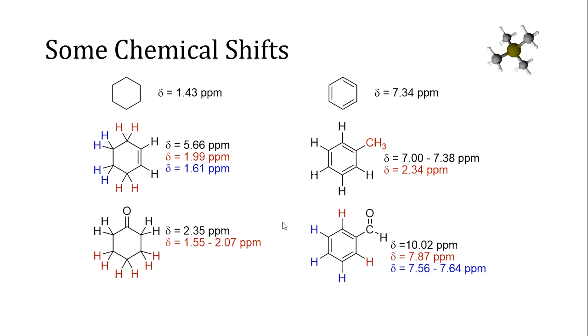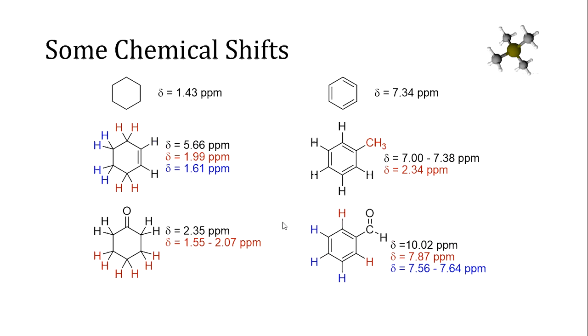Here are some example chemical shifts for hydrogen atoms in a number of different situations. Some reference chemical shifts are given at the top of the two columns. So the 12 hydrogens in cyclohexane all have the same chemical shift. They're all related by symmetry. That's one peak at 1.43 parts per million. But as soon as you put a double bond in the ring, not only do you now have multiple different types of hydrogen that are not chemically equivalent, you also generate some hydrogen atoms that have much higher chemical shifts.